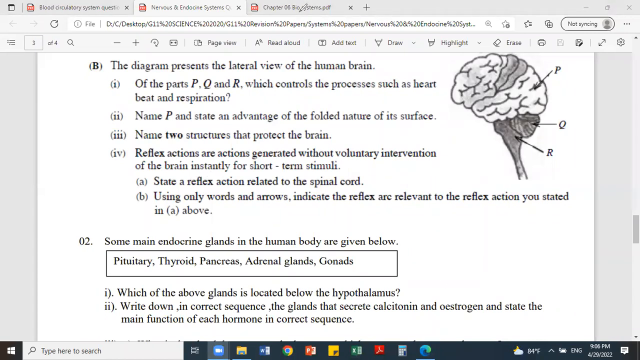Of the P, Q and R, which one controls processes such as heartbeat and respiration? Highlight the words heartbeat and respiration. These are involuntary actions. Involuntary actions are under the control of the medulla oblongata. That is capital R here. What is the answer? R. That is medulla oblongata.